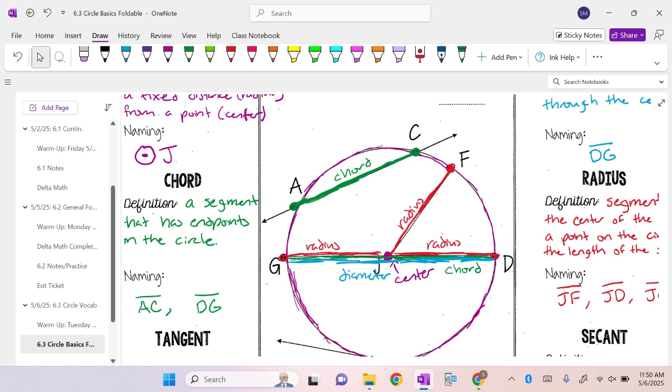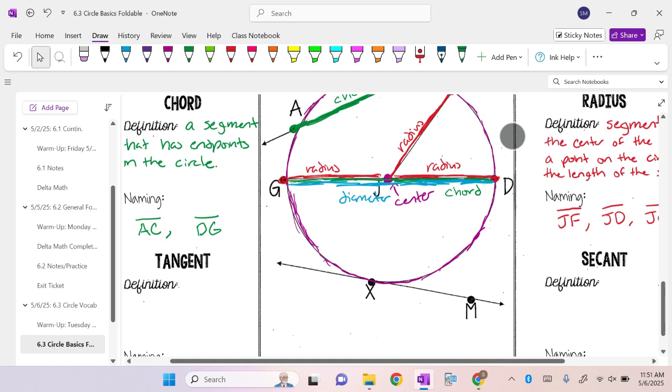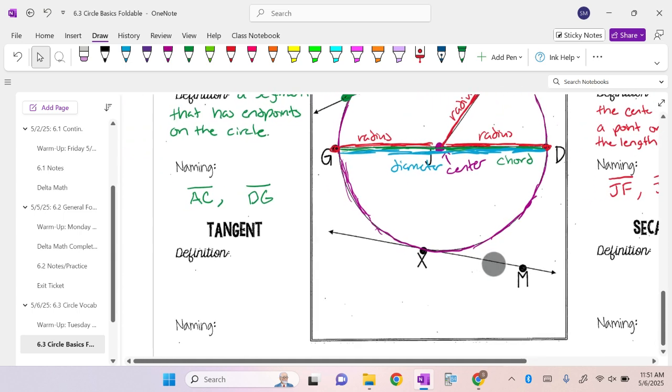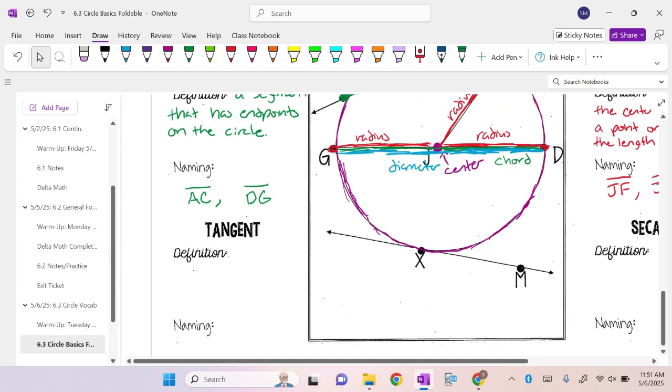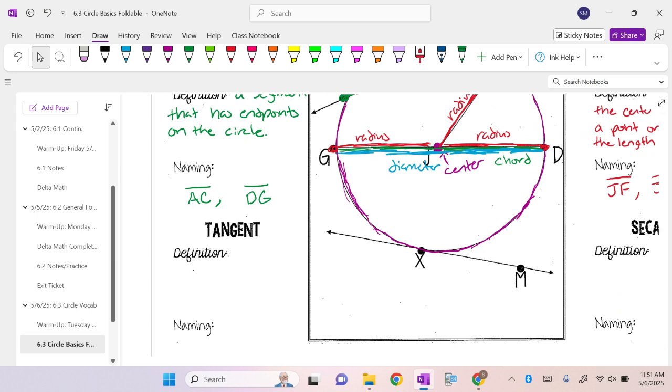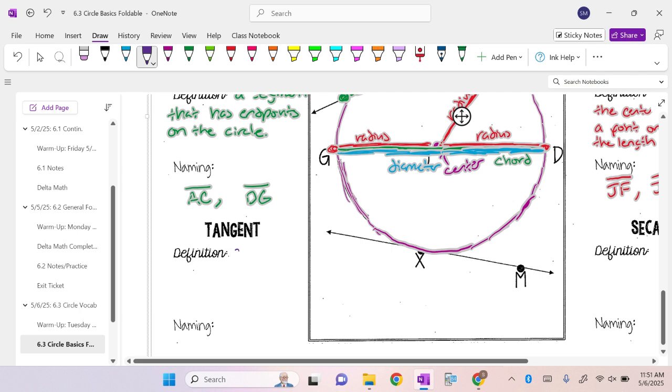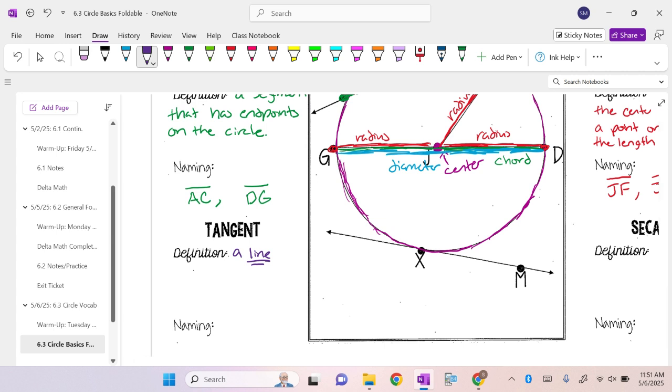Now, here are the two words that you probably have not heard in terms of circles. You may have heard this in terms of trig, but not circles, and they're very different. So these two are considered lines, tangent line and a secant line. All right. So a tangent line is a line, emphasis on line. It's not a segment, meaning it can go on forever.